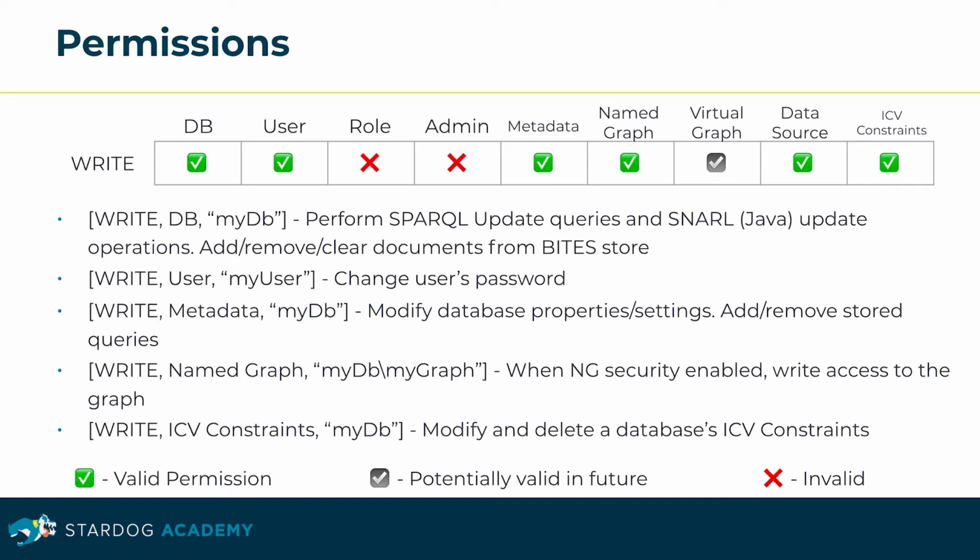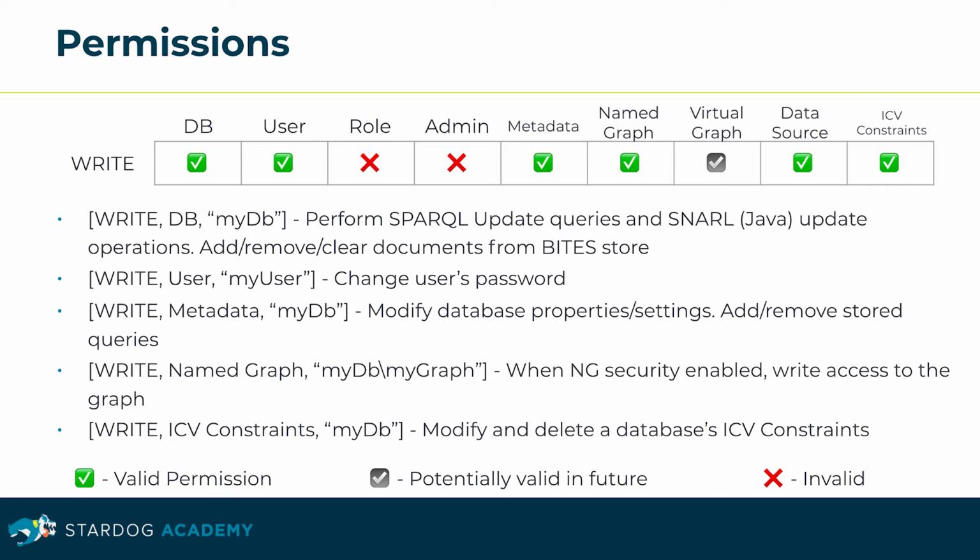Write permissions are also fairly intuitive. Write permission on a database allows the subject to perform SPARQL update queries and other update operations via the Stardog command line or Java API. The subject is also able to add, remove, and clear documents from that database's bytes document store.